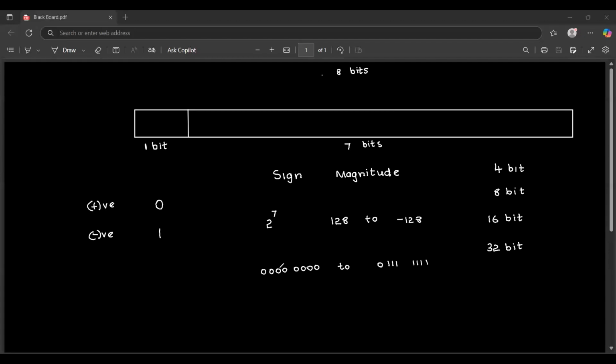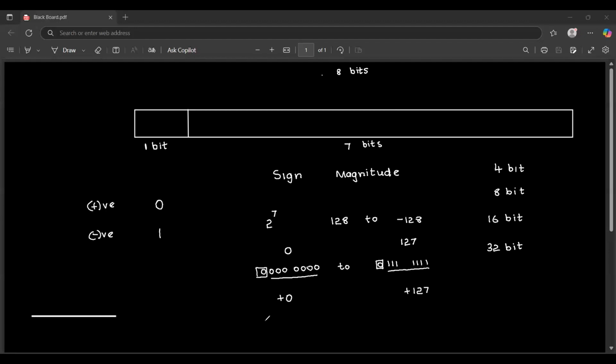I'm saying positive here because the first bit is for sign. Only the other 7 bits are used for the magnitude of the number, not the sign. So you're starting from 0 and ending at 127. Just quickly convert it and see. We start from positive 0 and end at positive 127.